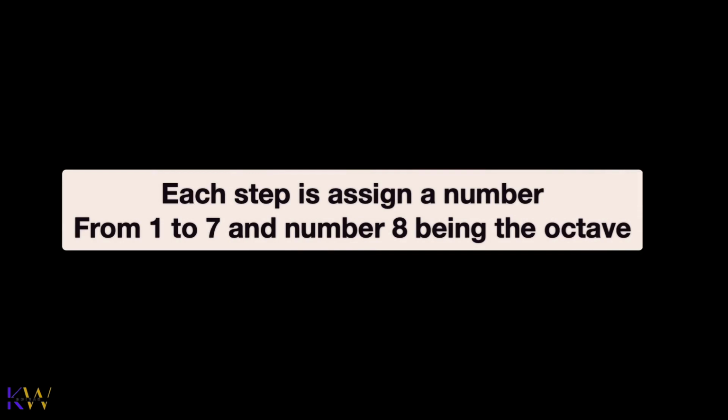Okay, and each step is associated with a number. Each one of those steps, the whole step and half step, is actually assigned a number from 1 to 7. And if we go to 8, that's actually the octave. That is the 1 again. So we start on the 1, the starting point, and we work 1, 2, 3, 4, 5, 6, 7, and then back to the 1. Let's take a look at a demonstration of this.